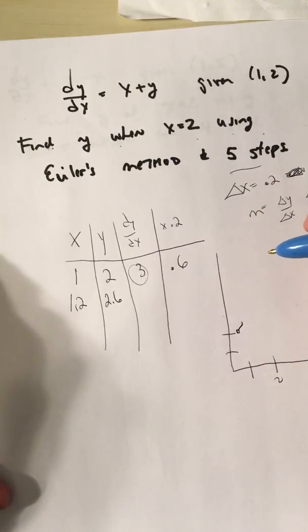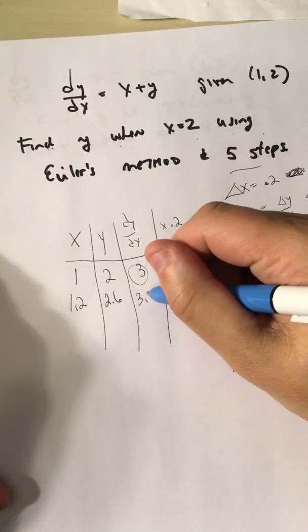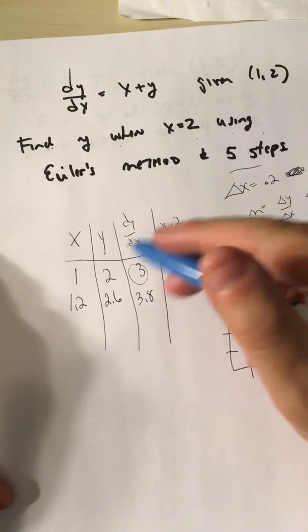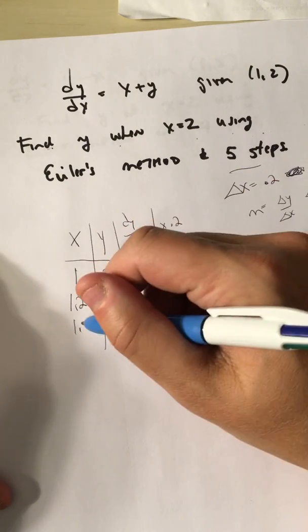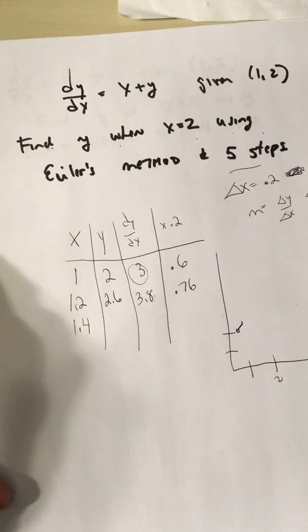Now I can recalculate the slope. dy/dx is x plus y, so it's going to be 3.8. And I need a calculator. 3.8 times 0.2 is 0.76. That's my slope at 1.2. If I go over, no, that's wrong. My slope is 3.8. If I go over to 1.4, I'm going to go up 0.76, to 3.36.